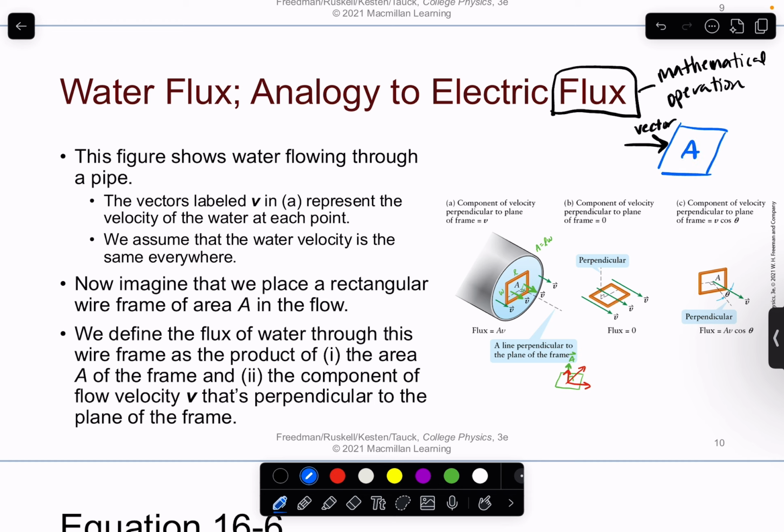And the way we do this calculation is we take the vector of interest and we see how much, or what part, of that vector has a component that is in the direction perpendicular to the surface area. Okay, so that sounds kind of complicated. Like, okay, what are you talking about?